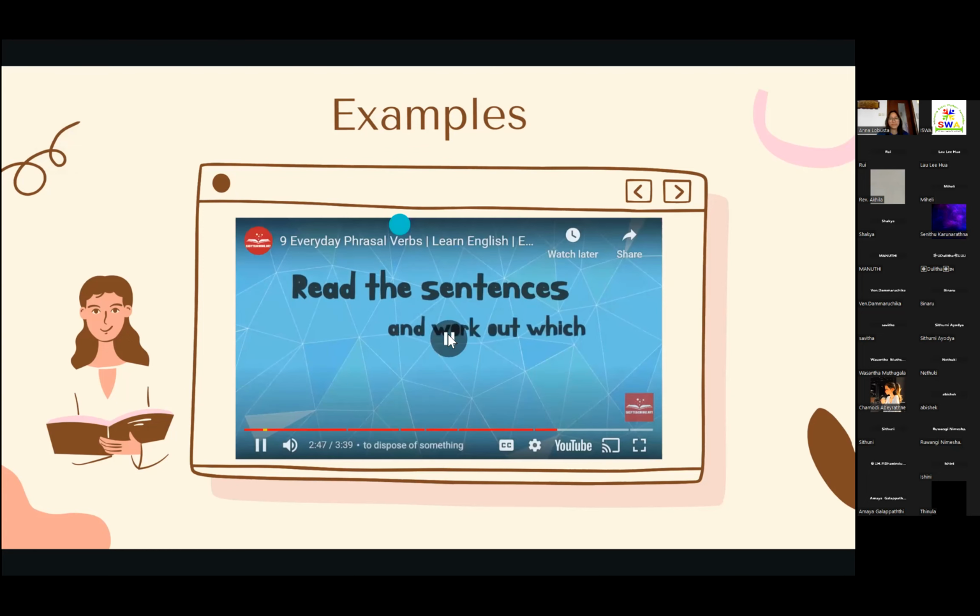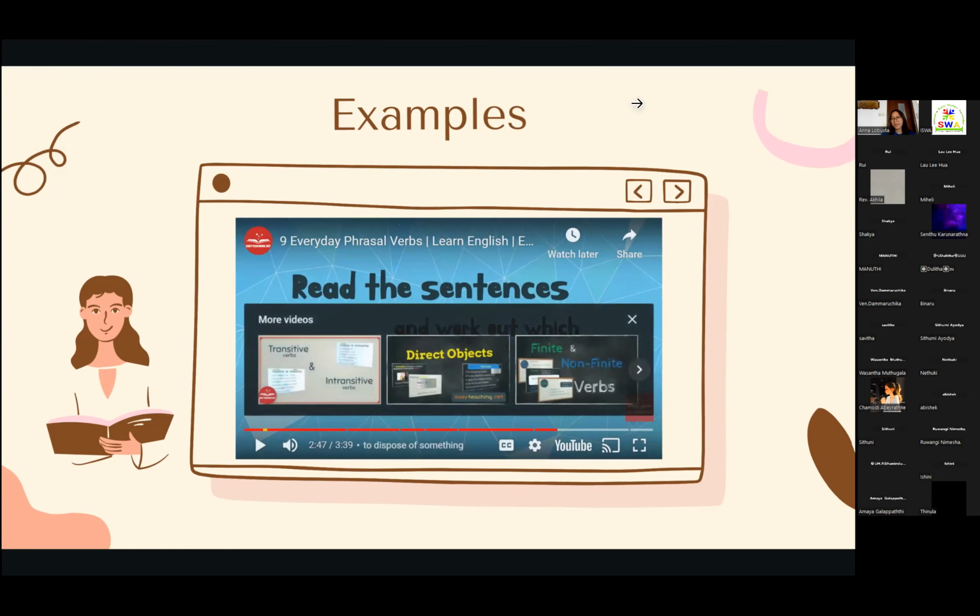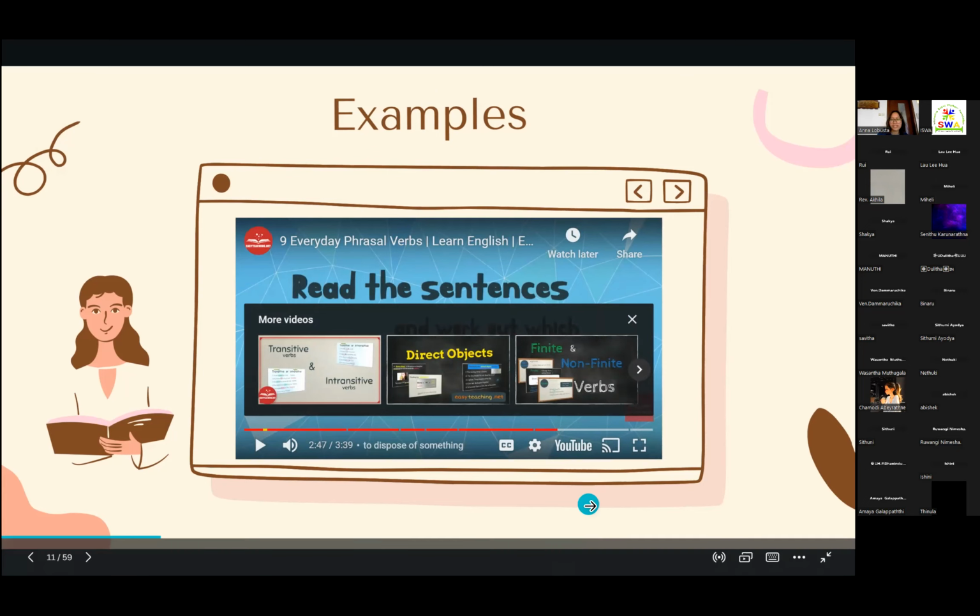Read the following sentences. Okay, and so work. Yeah, those are some examples of phrasal verbs. And maybe if there's some time at the end of the class, I can show you some more videos with some examples. But yeah, now we're going to be doing some exercises.